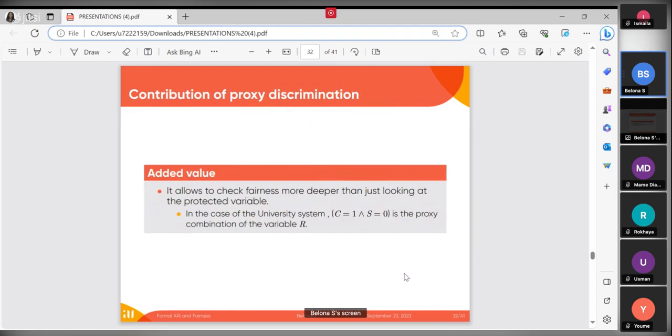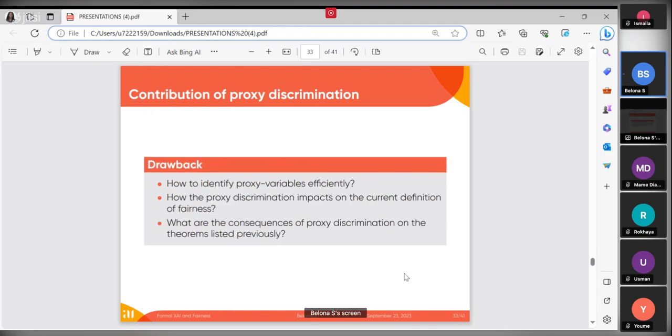Contribution of proxy discrimination: if you are able to handle proxy discrimination, you add value to the assessment of fairness, because you are going deeper than just looking at the protected variable, and this is good. The drawback is that it's very hard to identify all the proxy variables. Some are easy to capture, like the one I just showed you. But in some cases, a combination of 2, 3, 5, 6, 10 variables can reproduce the effect of the protected variable. So it's not a straightforward path, and that's why it makes the process a little bit difficult.